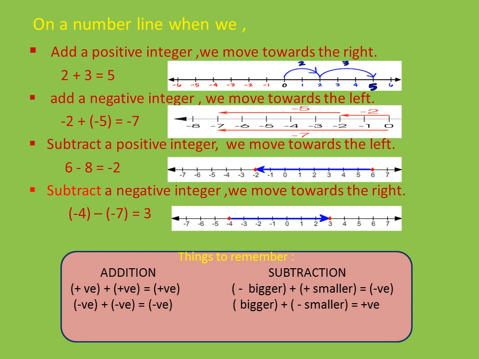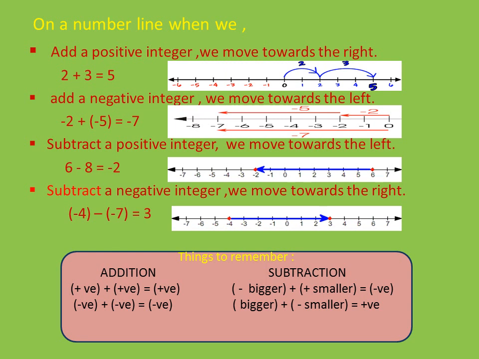When we subtract a positive integer, we move towards the left. When 6 is subtracted from 8, we get 2. When we subtract a negative integer, we move towards the right. When minus 4 is subtracted from minus 7, we get 3. And 3 is at the right side of minus 4. This is a rule which we often encounter while doing addition or subtraction work on the number line.